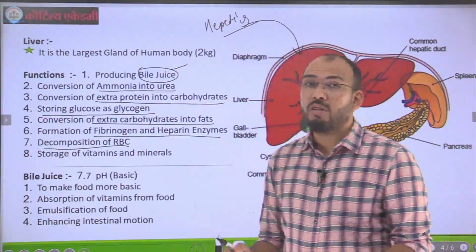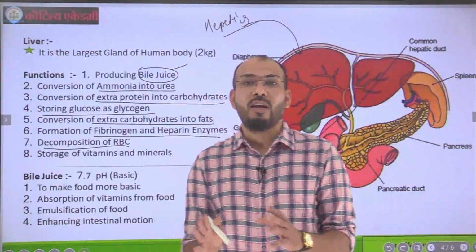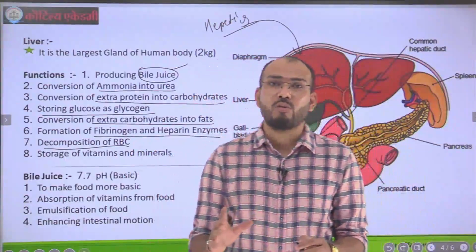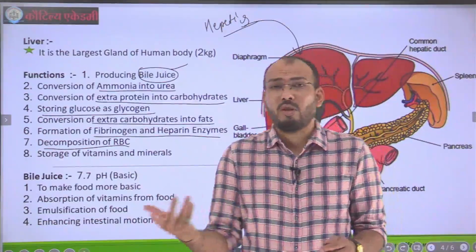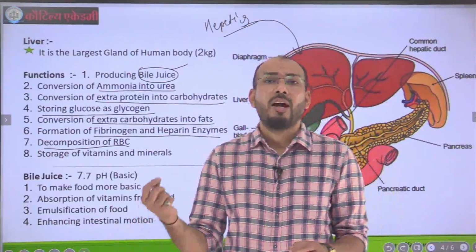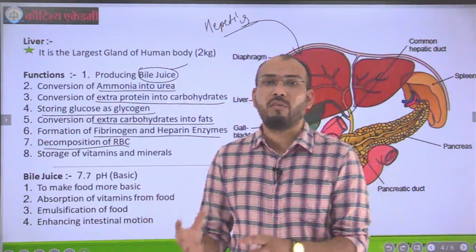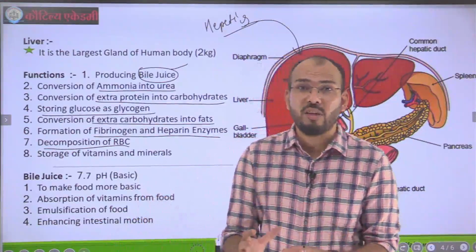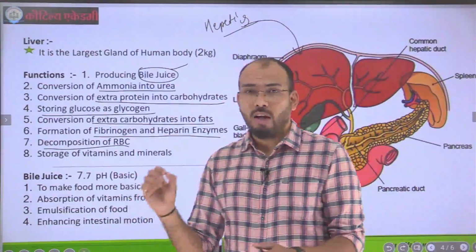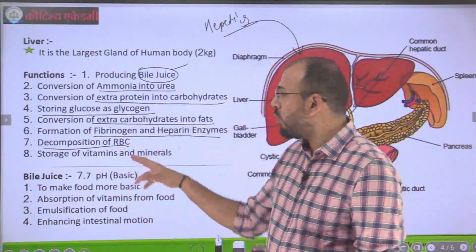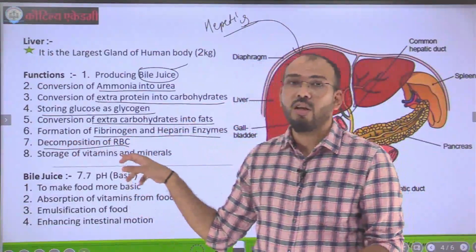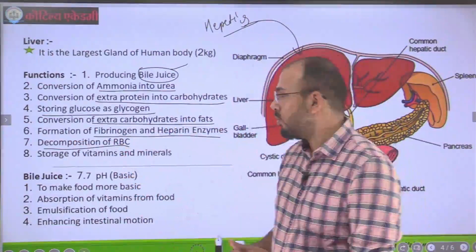Decomposition of RBCs, because RBCs do not have lysosomes in them. Lysosome is responsible for self-degradation of cells. RBCs do not have that lysosome, and hence they need to go into the liver. The liver has complete digestive enzymes, and that is how RBCs are decomposed in the liver. If the liver does not perform this function, it may cause blood cancer.